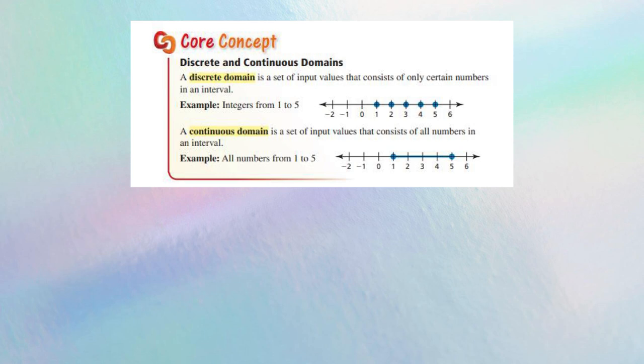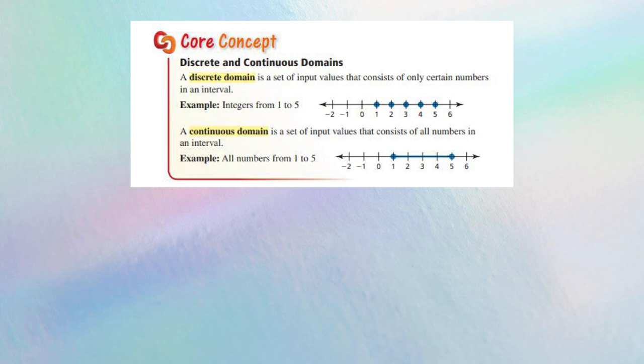But now in continuous, the word continuous means something that keeps going, right? So always remember, continuous means something that keeps going. It is a set of input values that consist of all numbers in an interval. That means it's inclusive. Think of it as all included. So all numbers from 1 to 5.